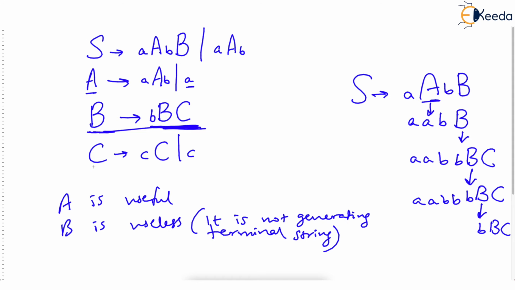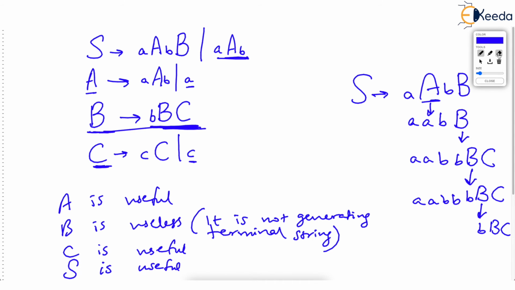By the way, is C useful? C is useful because if C occurs anywhere in the derivation, C can be at least replaced with small c, correct? So C is useful, and the big question is, S is also useful.